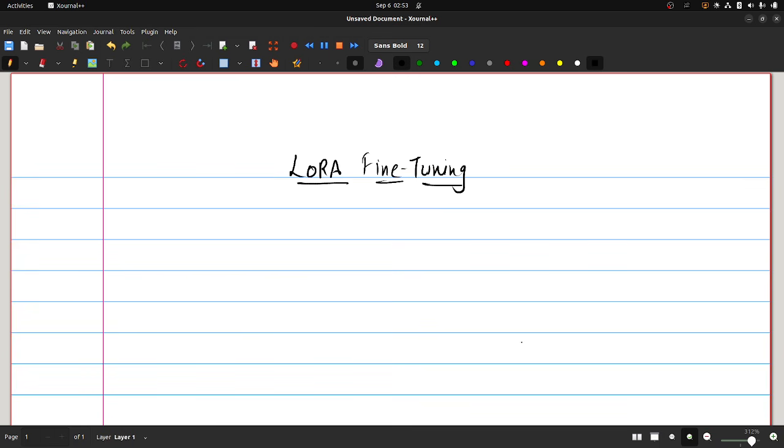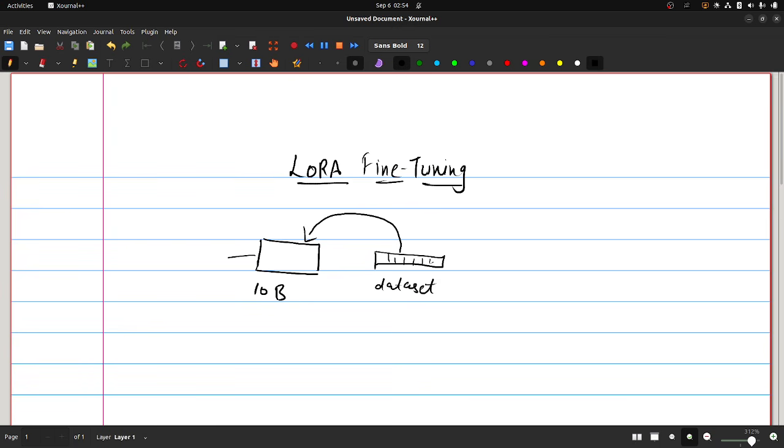So imagine you have a very giant model with billions of parameters, and you want to fine-tune it on a small data set that you have. It could be your company's data set or some other data set. Let's say you have a big model which has 10 billion parameters, and you have some small data set. Now you want to train this model on this small data set, but this model is already pre-trained.